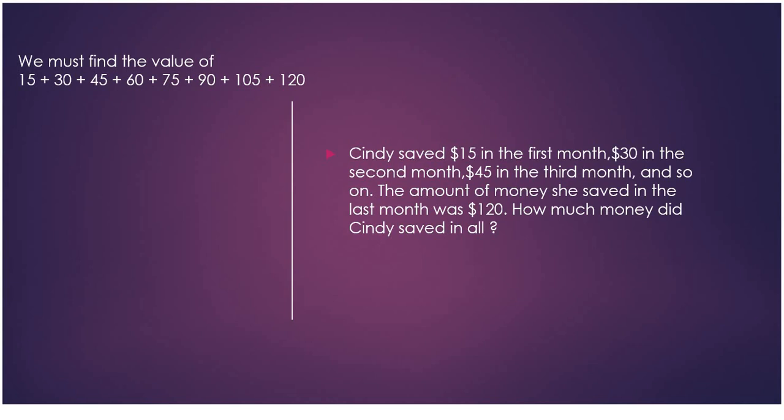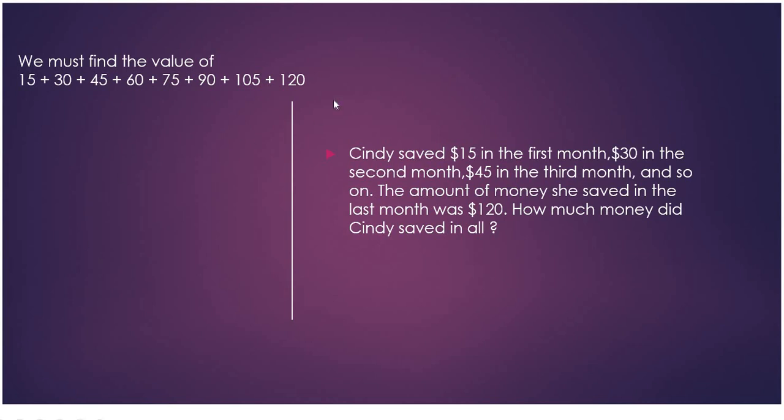So how many numbers do we have here? 1, 2, 3, 4, 5, 6, 7, 8. So she saved the money for 8 months, starting from $15 in the first month and ending with $120 in the 8th month, right?